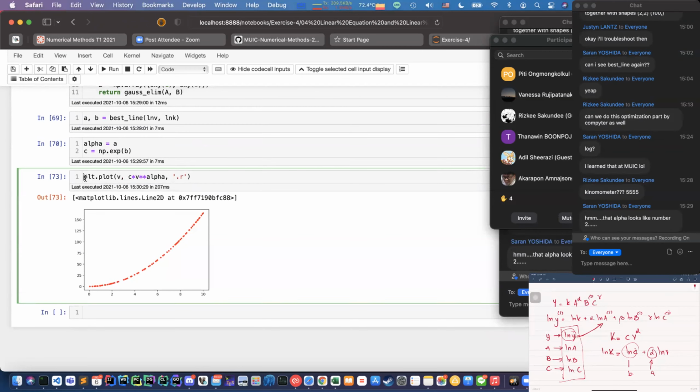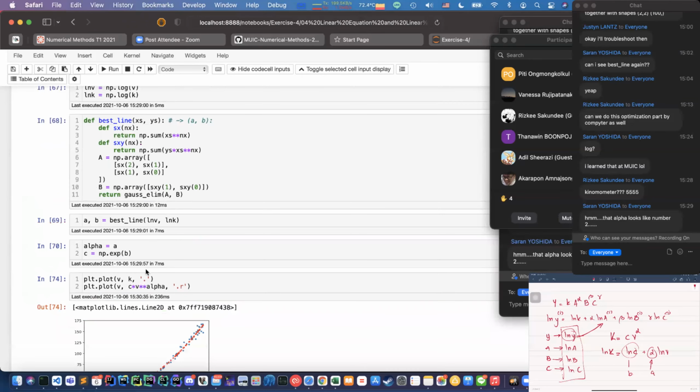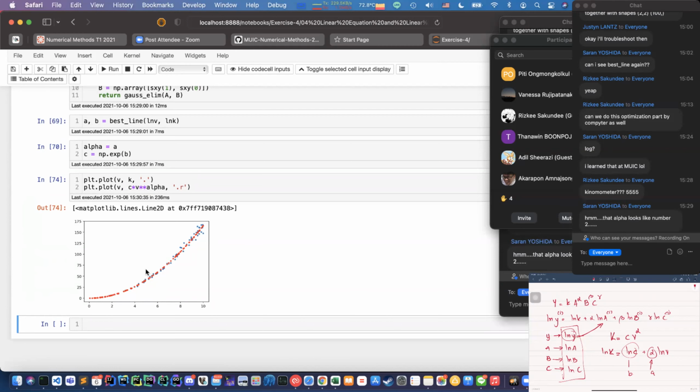You can actually sort the V, but yeah, I'm too lazy. Right now, you can do the power law like magic. The data and the gas are almost exactly the same.